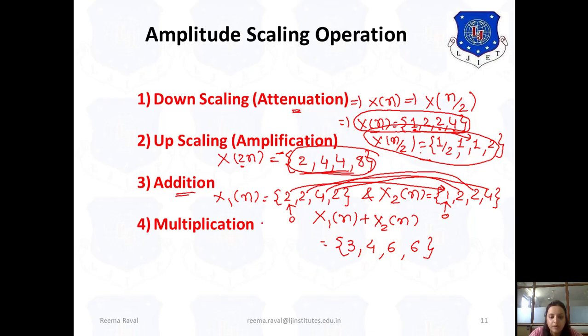Similarly, if I want to have multiplication, then I will multiply the respective instances. For this same example, if I want to obtain x1 of n into x2 of n, that is the multiplication operation, what will I get? 2 into 1, that is 2. 2 into 2, that is 4. 4 into 2, that is 8. 2 into 4, that is 8, right? So this is the amplitude multiplication operation. These are the amplitude scaling operations.